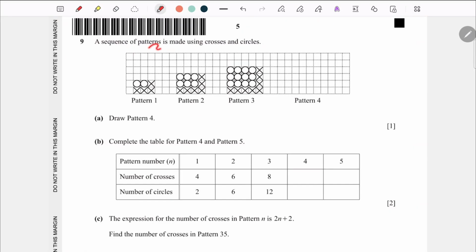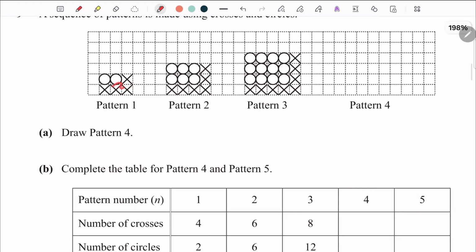Question number 9. A sequence of patterns is made using crosses and circles. In part A, draw pattern 4. So when we analyze all the patterns, the bottom row of X's in pattern 1 has 3 X's. That is, pattern 1 plus 2 will be equal to 3. When we analyze pattern 2, there are 4 X's in the horizontal row. That is 2 plus 2, which is equal to 4. So pattern number plus 2 gives us the horizontal row of X's.